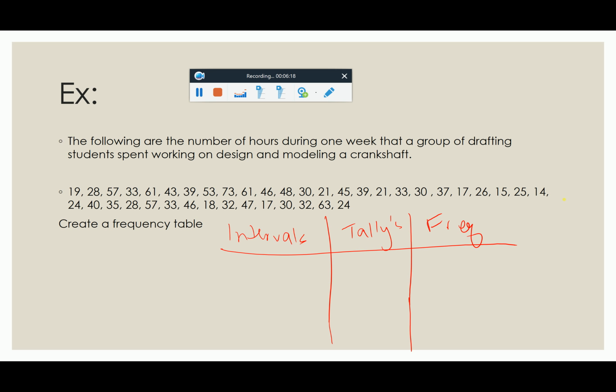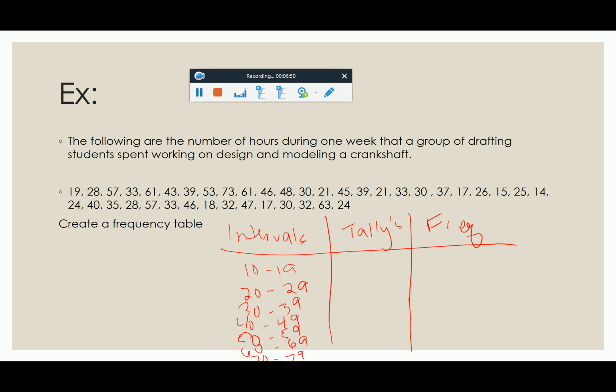For example, our smallest number here is 14. Maybe I'm going to go by 10 to 19. Notice 10, 11, 12, 13, 14, 15, 16, 17, 18, 19. That's 10 numbers. The next number you have to go in order would be 20 to 29, and then 30 to 39, and then 40 to 49, and then 50 to 59, and then 60 to 69, and the last one will be 70 to 79. And then you just tally up.